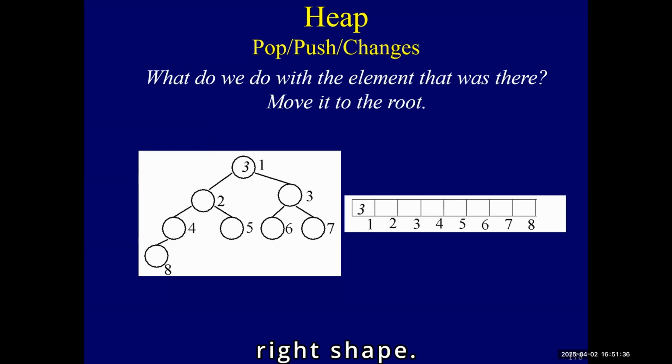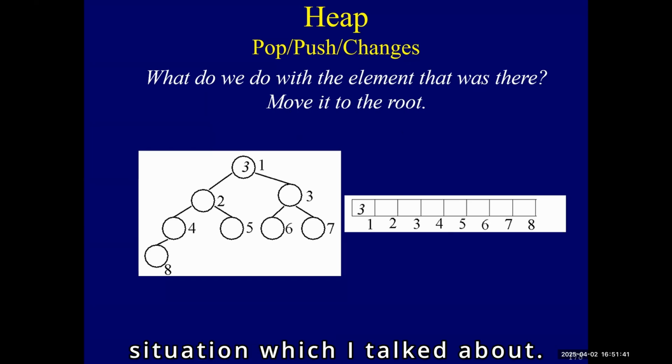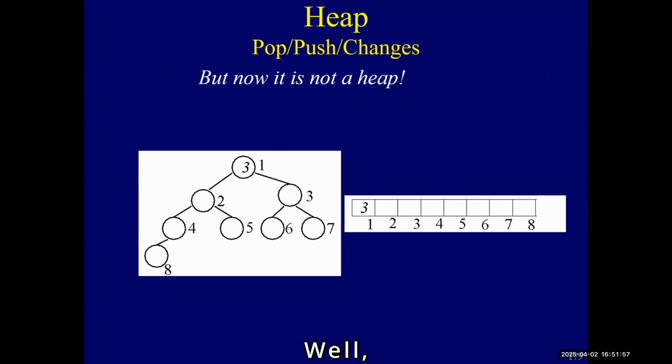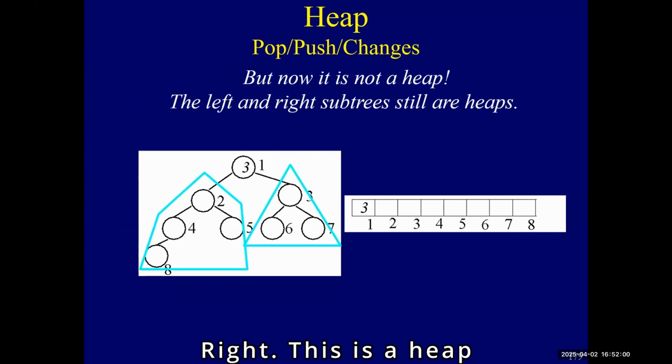Now we have the right shape, right? Now we have the situation which I talked about. The whole thing is a heap, except for one guy, which is a problem, right? And our one guy who's a problem is the 3. So how do we deal with the 3? Well, we compare, right? This is a heap and this is a heap.